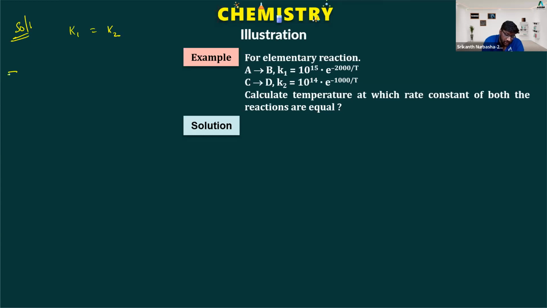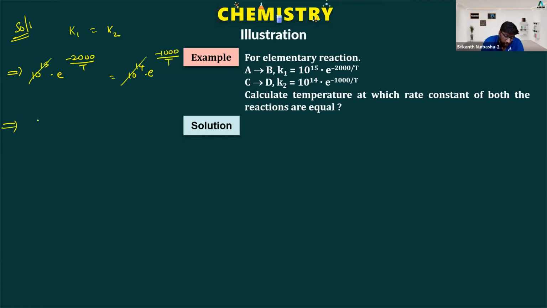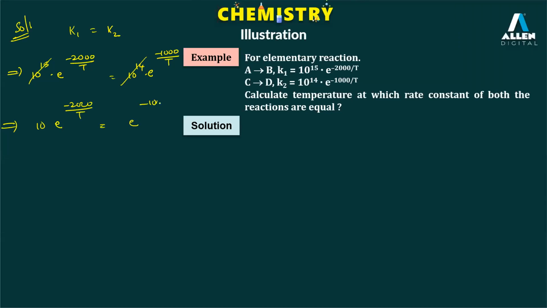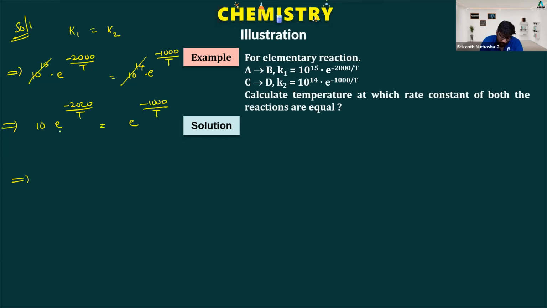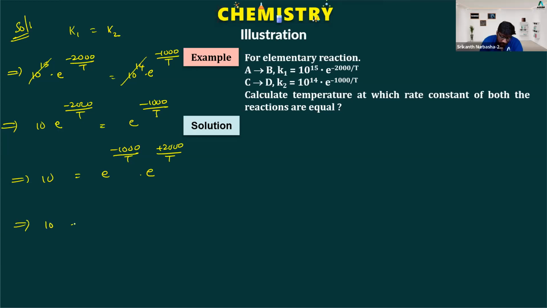That's what they mean. So what is K1? 10 power 15 into e power minus 2000 by T is equal to 10 power 14 into e power minus 1000 by T. Can I say 10 power 14, 10 power 15 cancels out and 10 is left? 10 into e power minus 2000 by T is equal to e power minus 1000 by T. So I can take this e power minus 2000 by T to the other side. I can write e power minus 1000 by T into e power plus 2000 by T. So 10 is equal to e power 1000 by T.